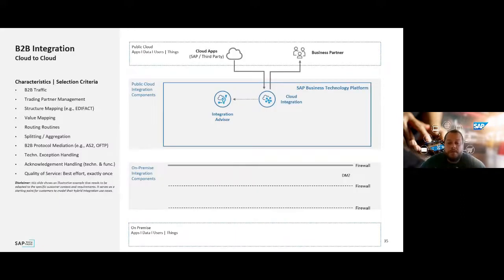So in terms of blueprint, we have the same scenario again. In this case, we are talking about a B2B integration where you have your SAP or non-SAP system with the requirement to talk with one or multiple business partners. We have the classic characteristics of EDI, for example, structure mapping. So we are talking about EDIFACT, X12, or any classic EDI process. And then you have value mapping, routing, and B2B protocol mediation.